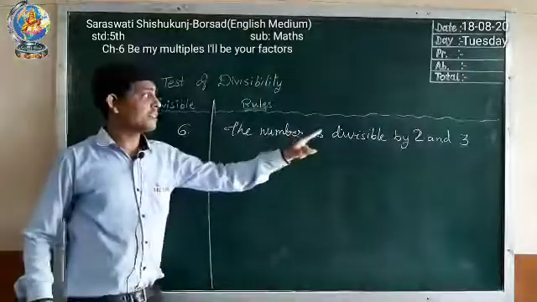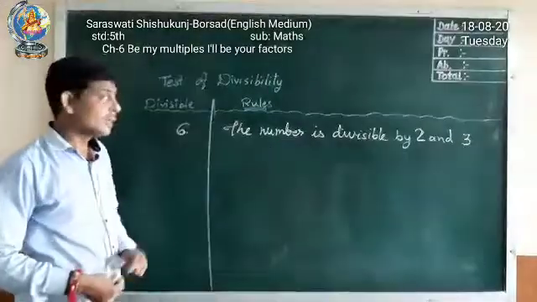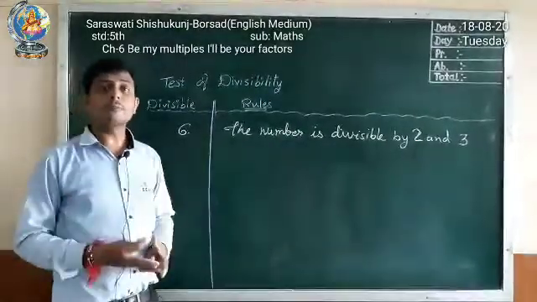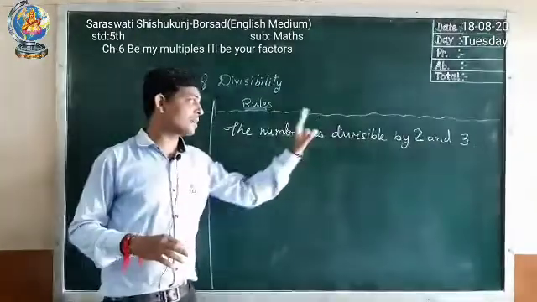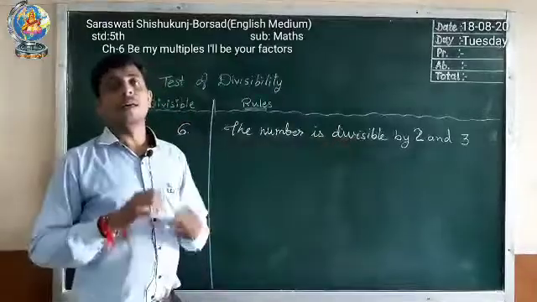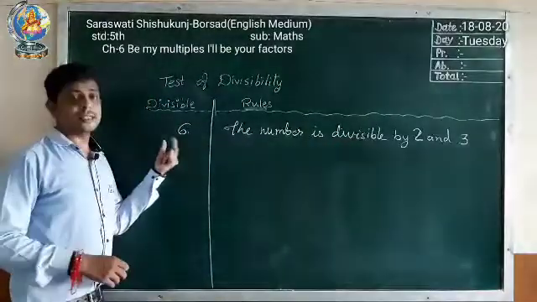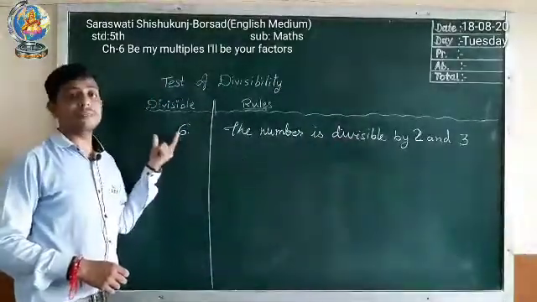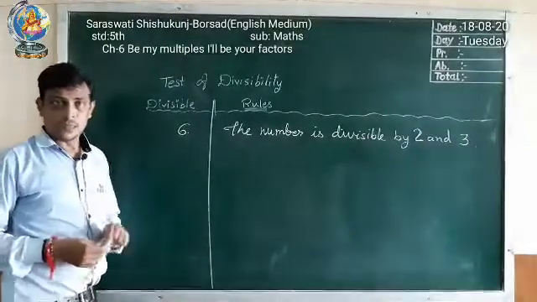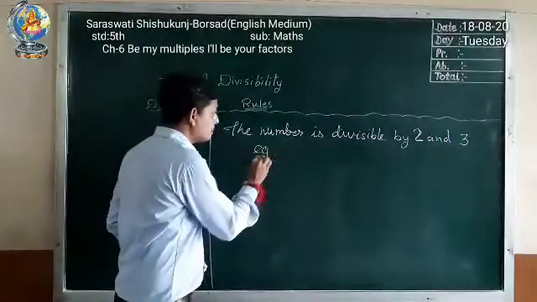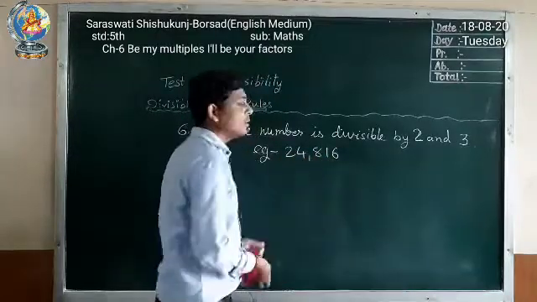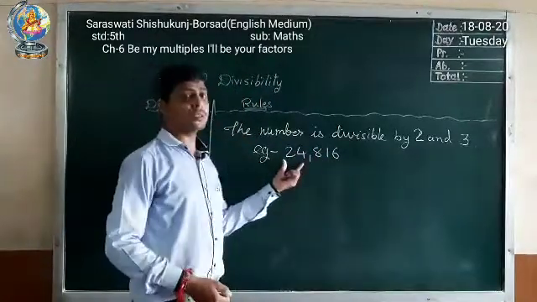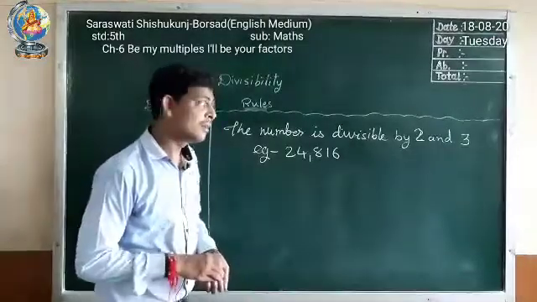The number is divisible by 2 and 3. If any number is given and that number is divisible by 2 as well as 3, both, then the given number is divisible by 6. If we take an example, 24,816.